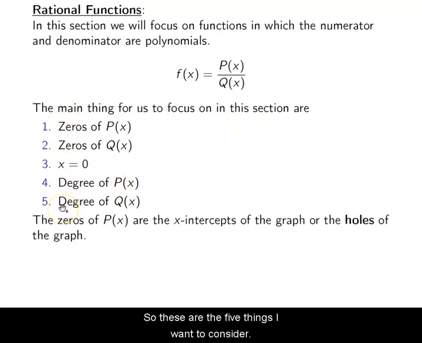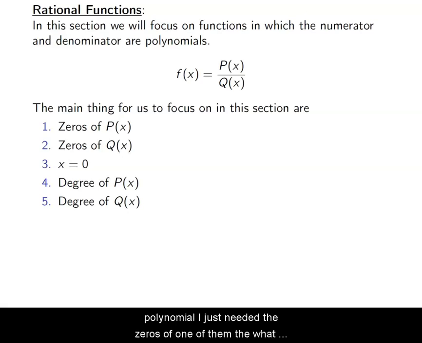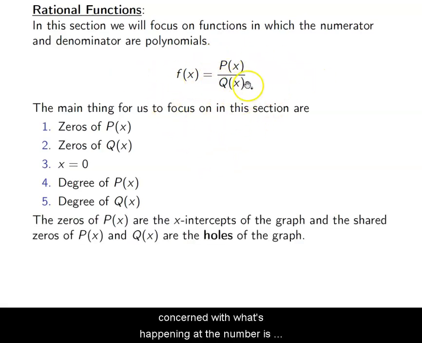So these are the 5 things I want to consider when I am trying to graph or analyze the rational function. For polynomials, I just needed the zeros of one of them, what happens when I plug in 0 for one of them, right? Because there's only P in this case, right? And what is the degree of P? So for a polynomial, I only really had to worry about 3 things, right? So the zeros, what happens when I plug in 0, and what is the degree? Because that really would tell me everything that I needed. For a rational function, there's more going on because I have something in the bottom, right? There's more to it than just the numerator, just a regular function, right? So I have to be concerned with what's happening in the denominator as well.